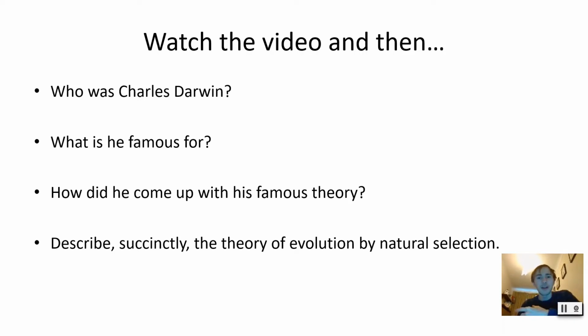He then had a look around places like the Galapagos Isles and noticed all the different turtles and finches and all these different islands. And he noticed, this is how he came up with his theory, that they were all subtly different. They were all adapted to the places where they lived. And then he describes succinctly the theory of evolution by natural selection.